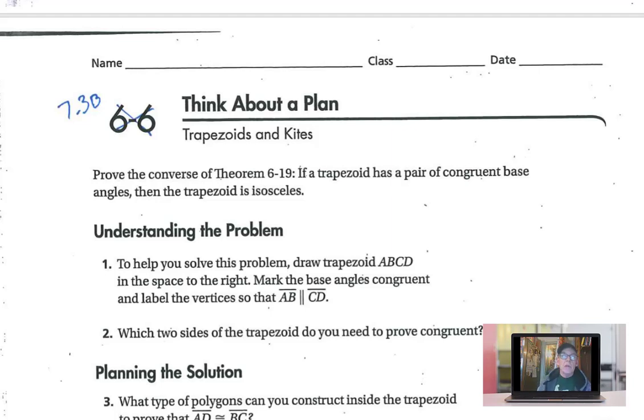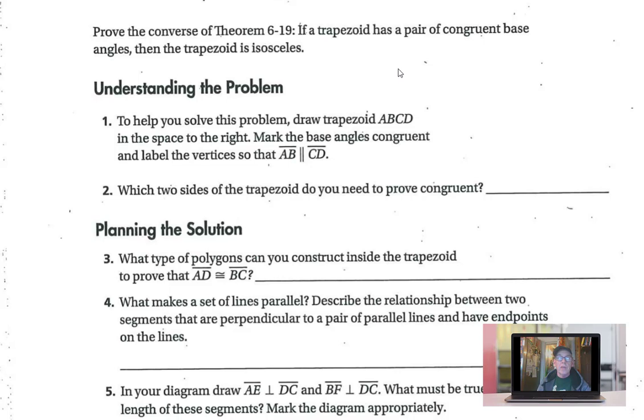Okay, this is the last page of the 7.3b packet, Think About a Plan. So let's see what we need to do on this. We just follow along and then answer the questions that they ask us. So it wants us to draw a trapezoid ABCD in the space to the right. Mark the base angles congruent.